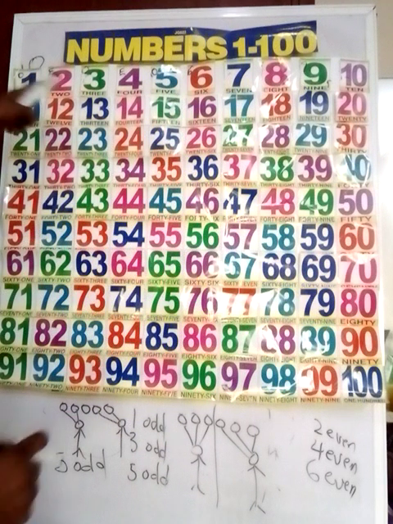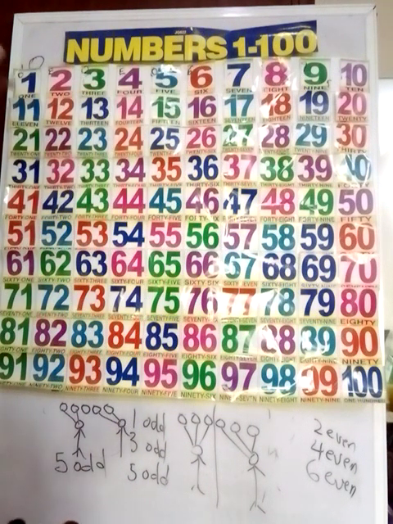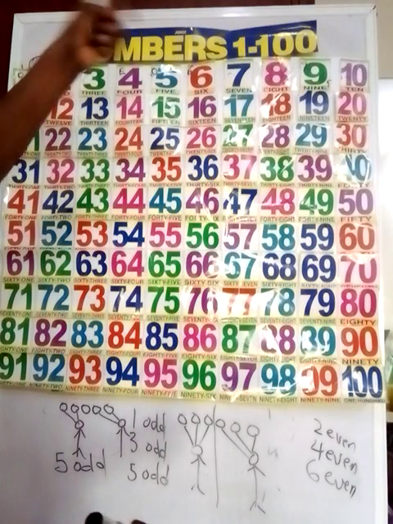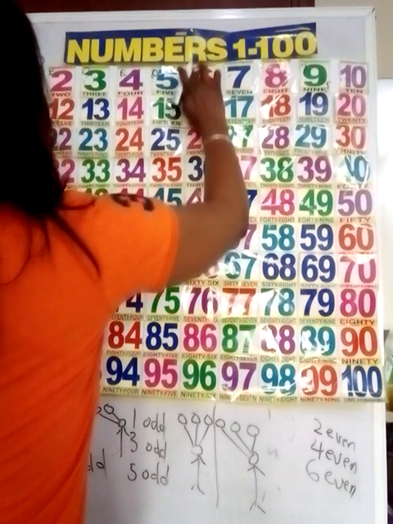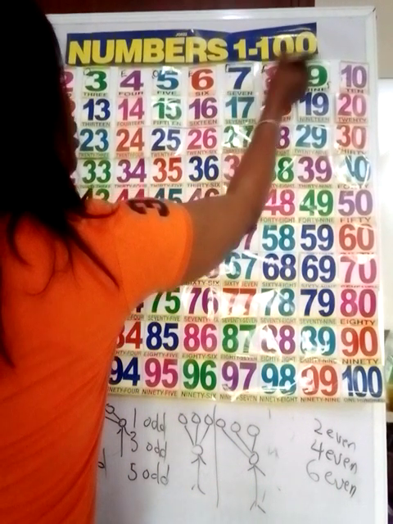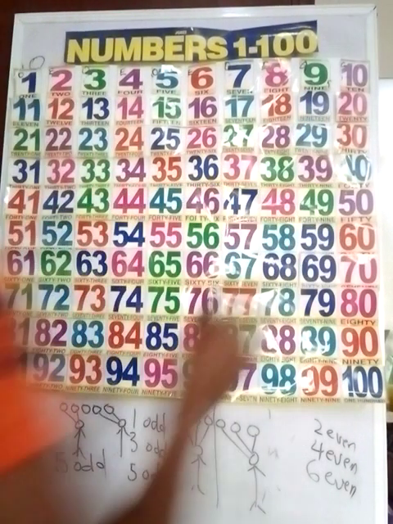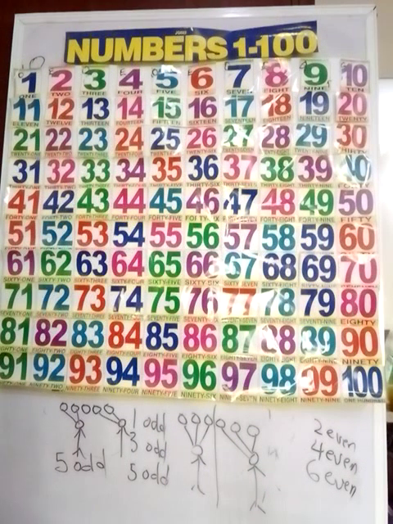So you see the way it's going. Every consecutive number is just like the other one. So 1 is odd, 2 is even, 3 is odd, 4 is even, 5 is odd, 6 is even, 7 is what? Odd. 8 is what? Even, because it's a pattern. 9 is what? Odd, and 10 is even.